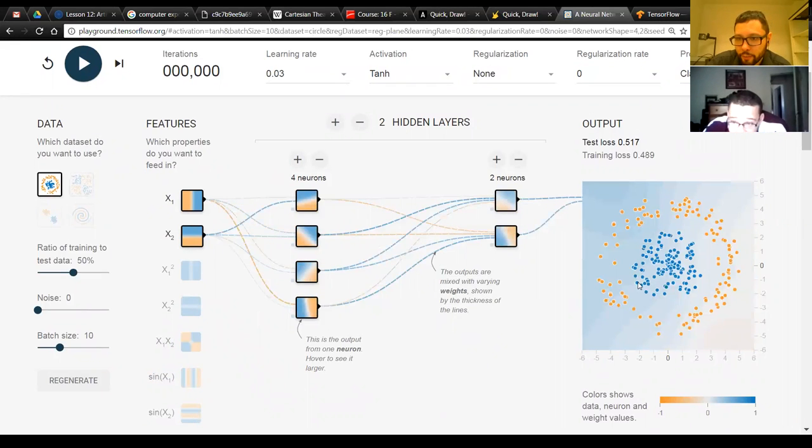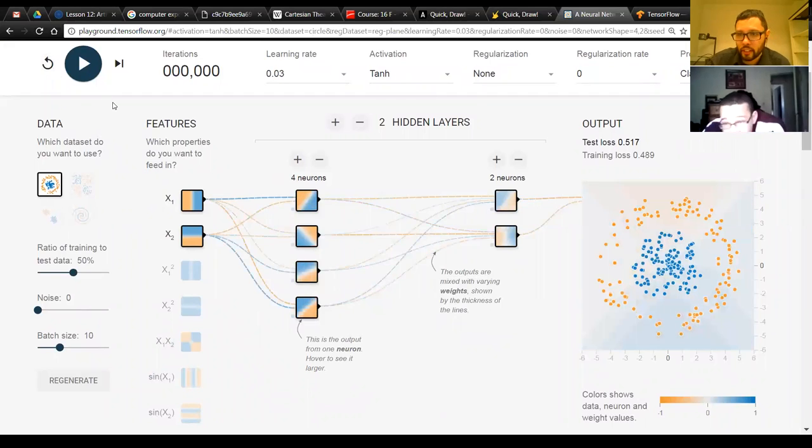So here's a data set. There's some blue dots in this data set. There's some orange dots in this data set. And what we want this network to do is to draw a line in this space that separates out the blue dots from the orange dots. And we're going to do this using a neural network.